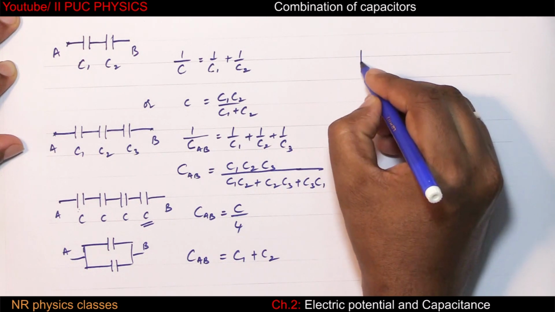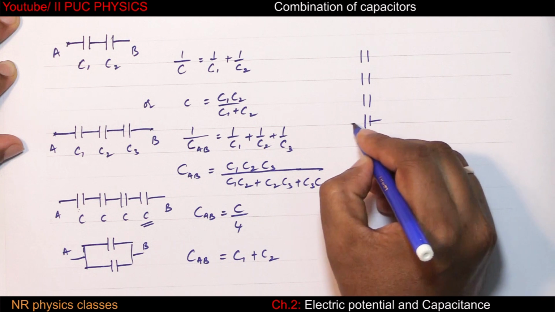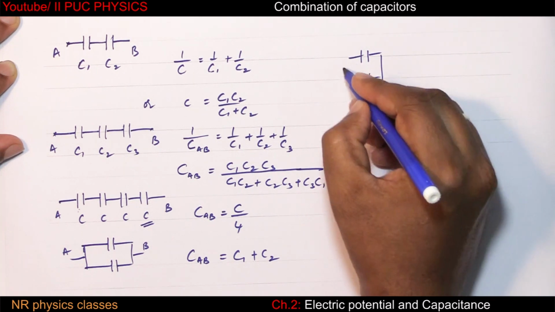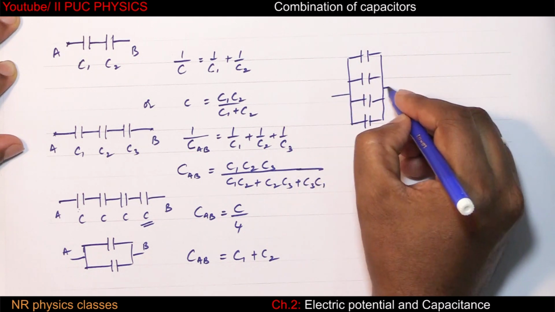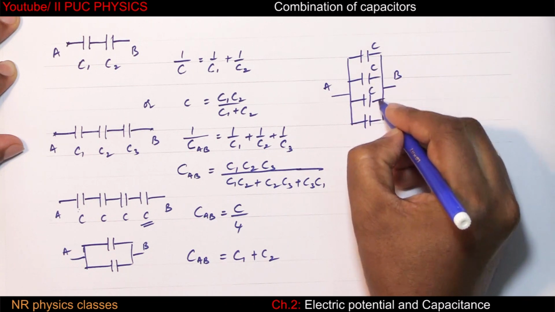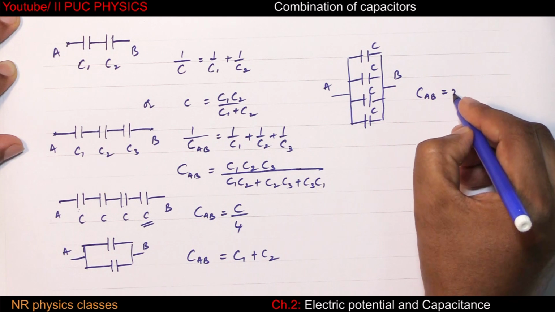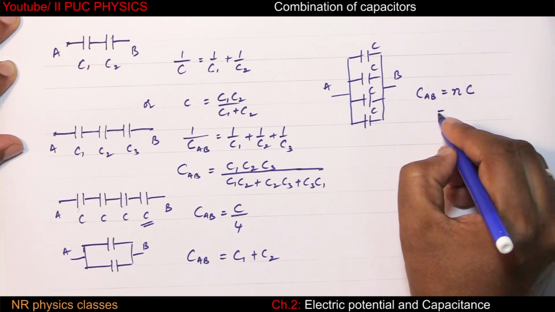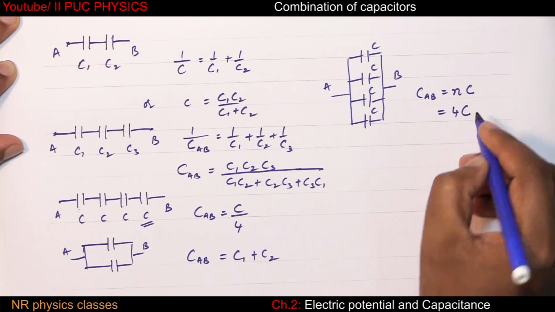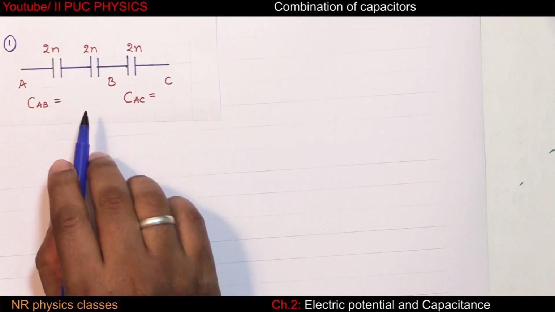Now, if n capacitors, say 4 identical capacitors are in parallel like this, between A and B, each equal to C, then CAB equal to n times C. So in this case, there are 4 capacitors in parallel, therefore 4 times C, 4 times the capacitance of each capacitor. Now let us see different combinations.